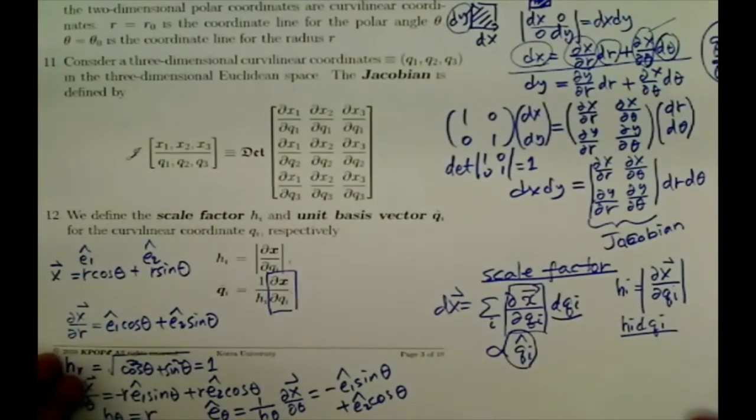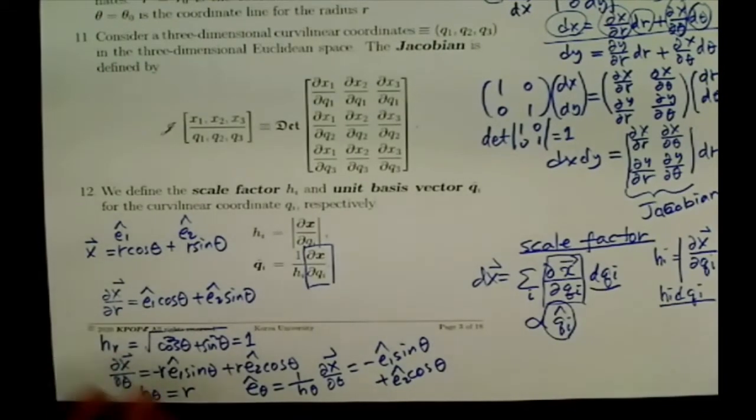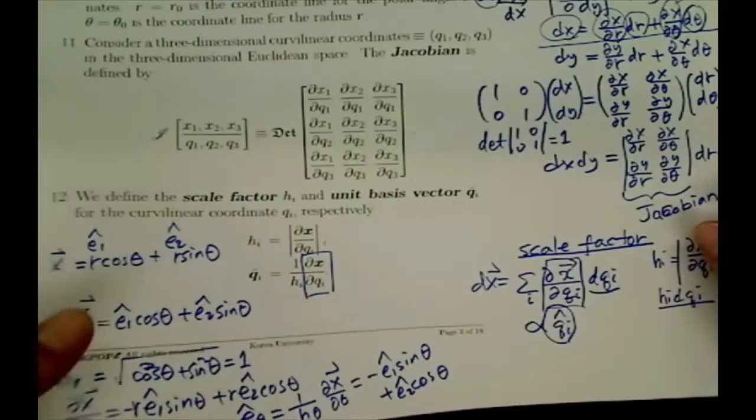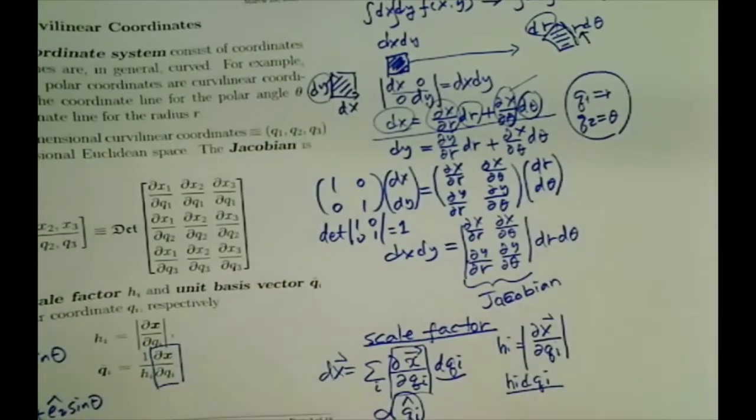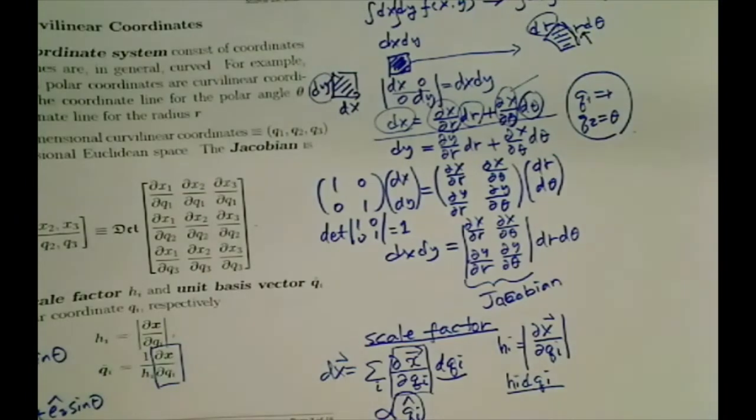All right. Now we define the scale factor. What we have seen is the first example of a scale factor: the factor of r that appears in front of d theta for the spherical polar coordinate system.